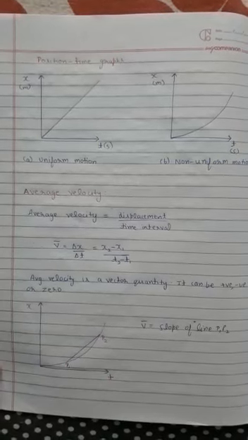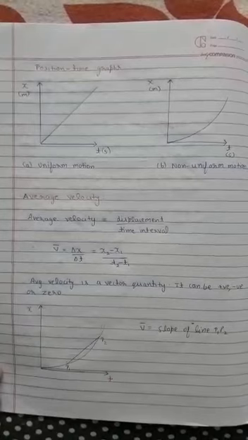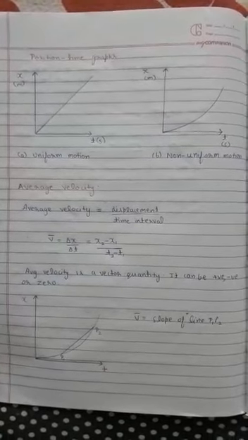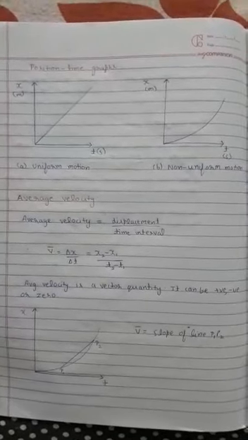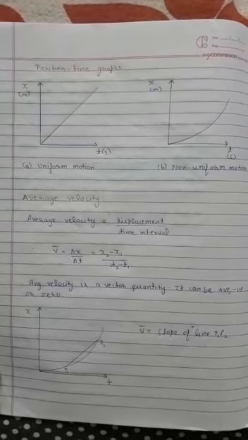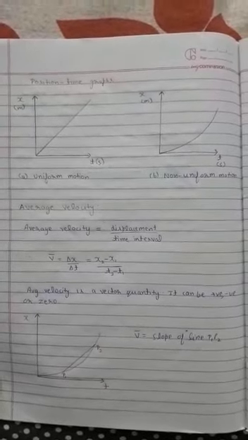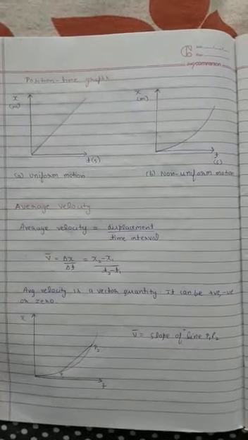Good morning students. Today we will discuss position time graph. The position time graph for uniform motion as well as non-uniform motion is shown here. For uniform motion the position time graph will be a straight line, whereas for non-uniform motion the position time graph will be a curve as shown.